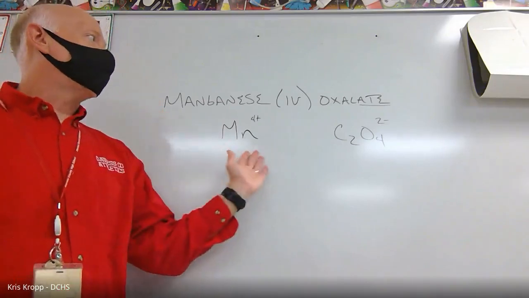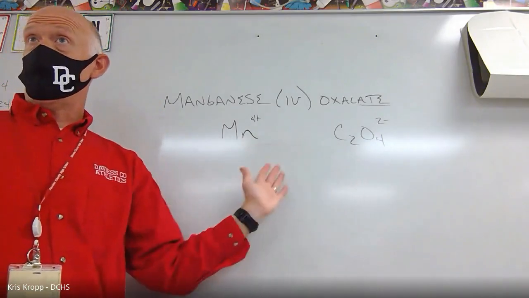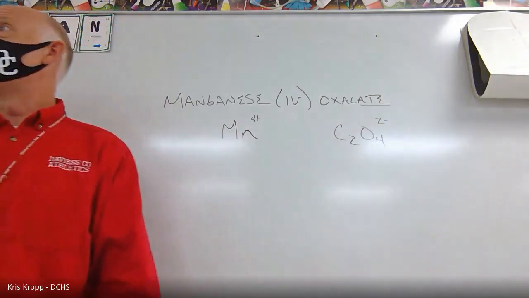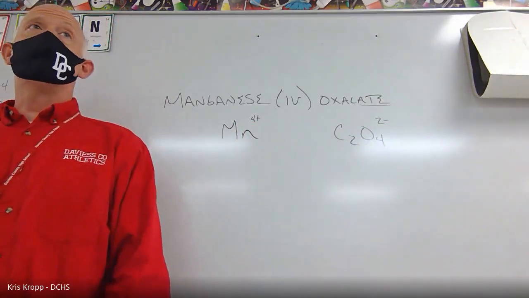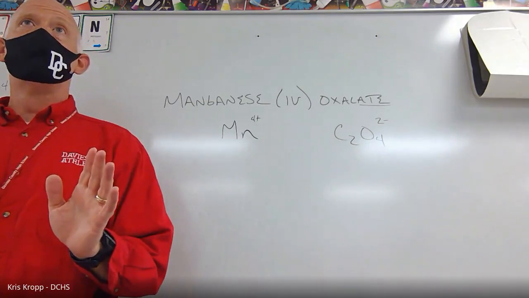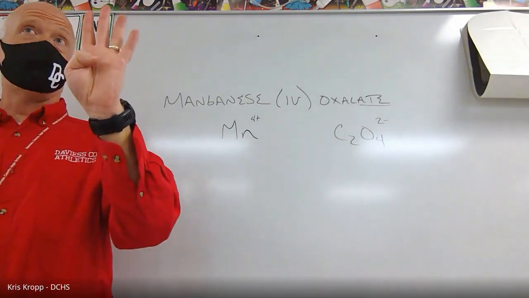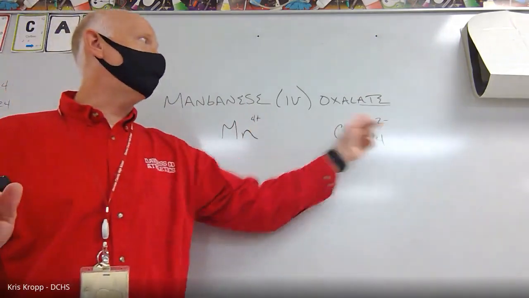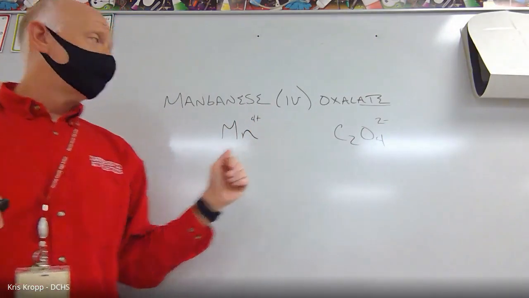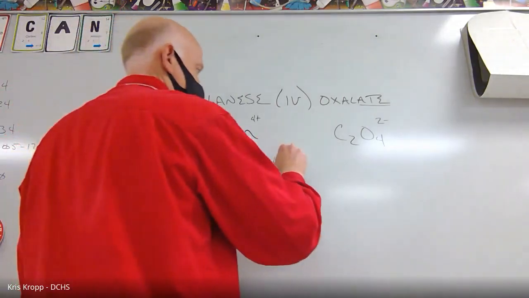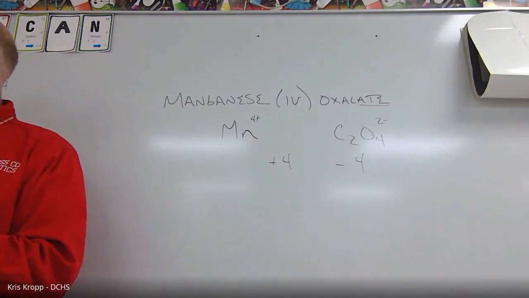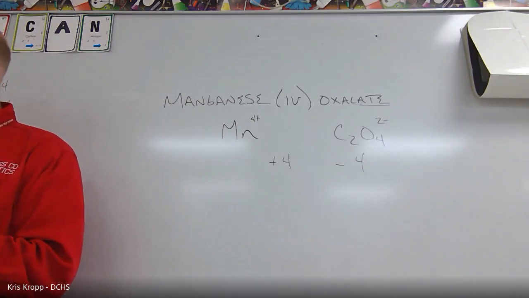All right, so now I've got to balance the charges, right? What's the multiple of 4 and 2? 4. Yes, both 4 and 2 can be divided into 4, right? So I need +4 and I need -4 in order for those things to balance out. You with me? You understand what I'm saying?